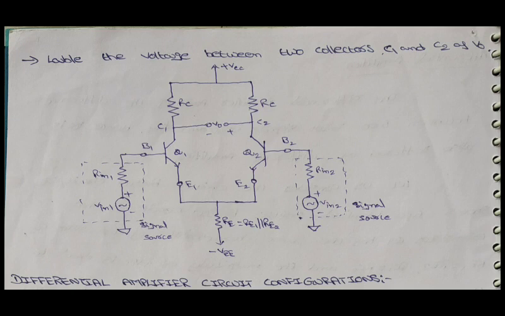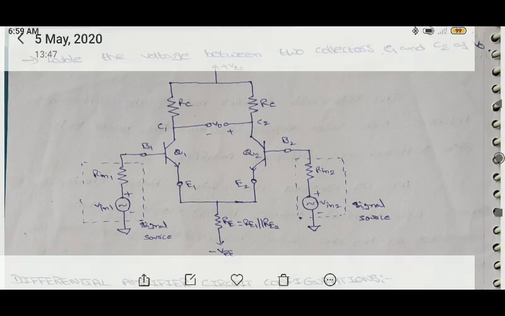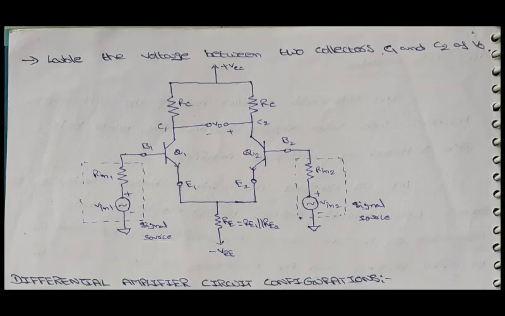And here, if we observe, at base B1 we need to connect the input voltage Vin1, and at the same time the input voltage at B2 is Vin2. So it is the differential amplifier circuit using the two emitter biased circuits.